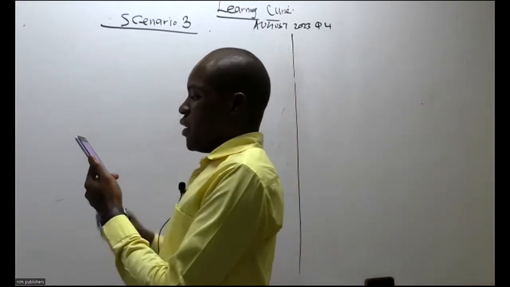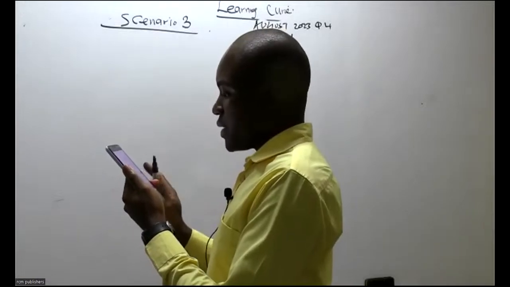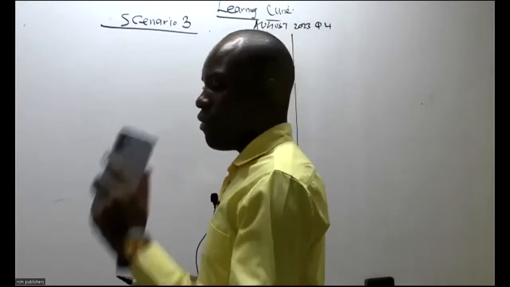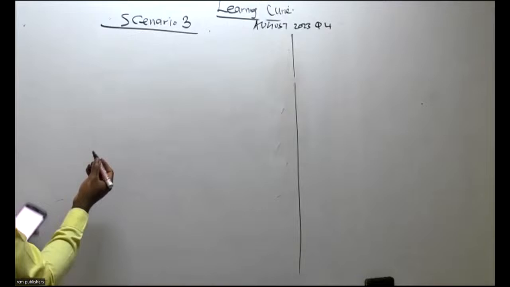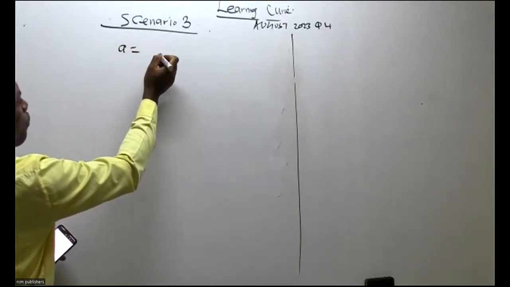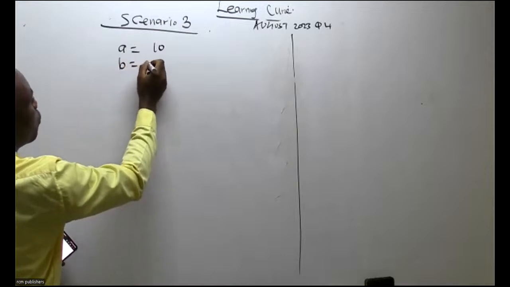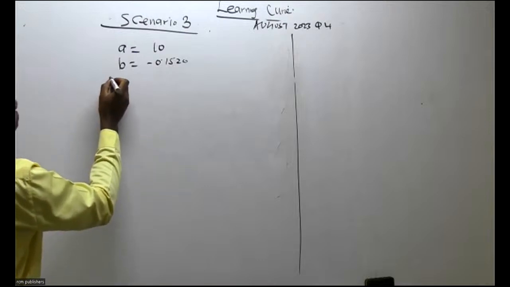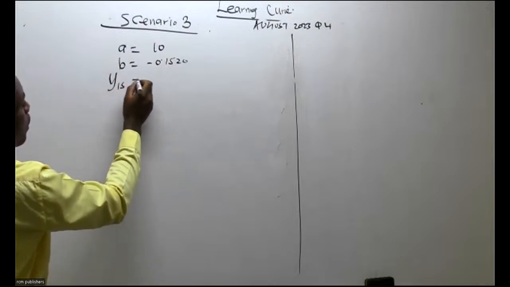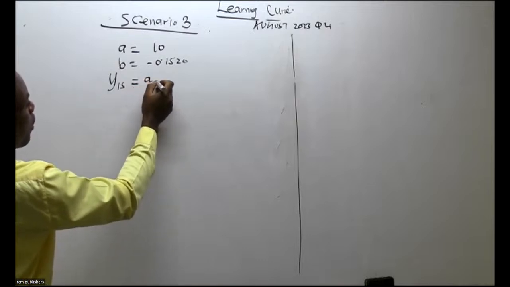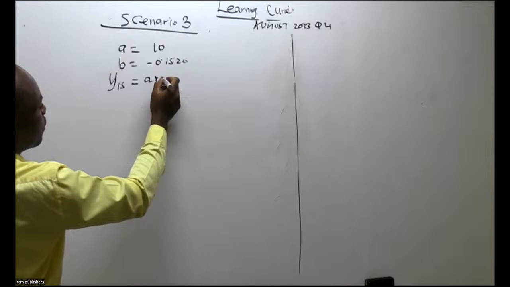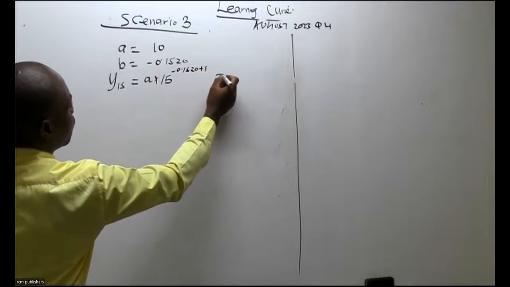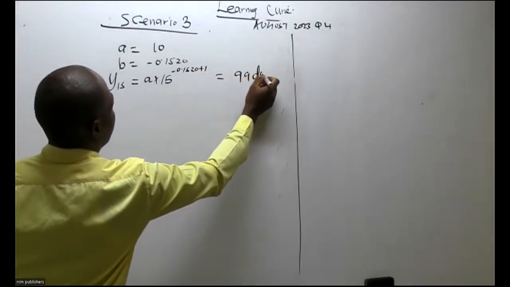What are they doing? To assemble and deliver 13 buses without overtime and deliver 2 buses later. Sasa hapa kuna overtime. They want to deliver 13 buses. Our A is equal to 10. Our B is equal to negative 0.1520. Then our Y at 15 is equal to A times X, which is 15, raised power negative 0.1520 plus 1. This one was giving us 99 days. I believe you can remember.